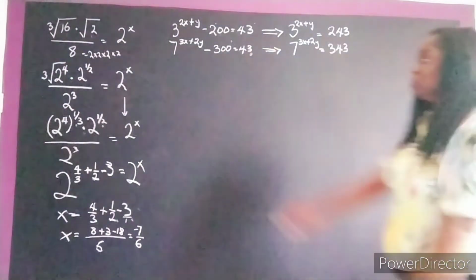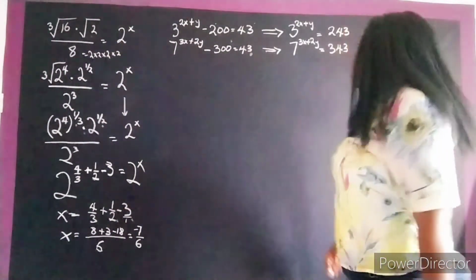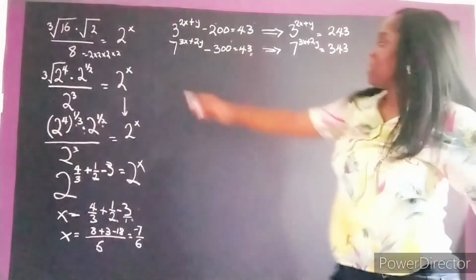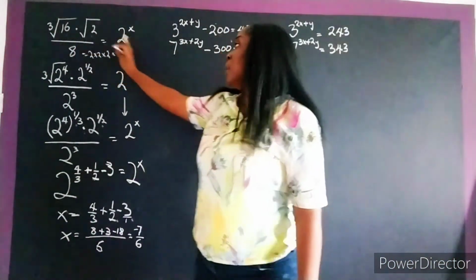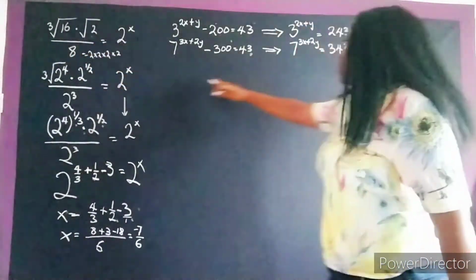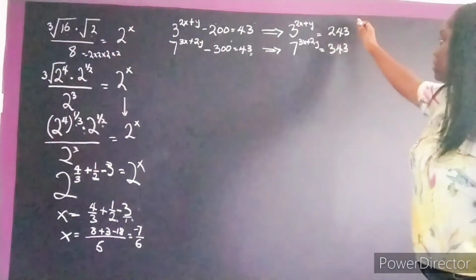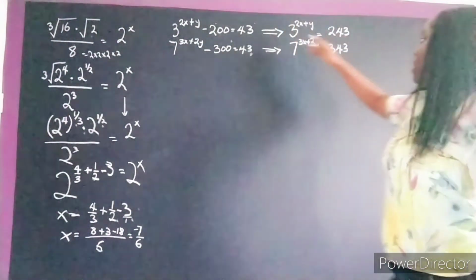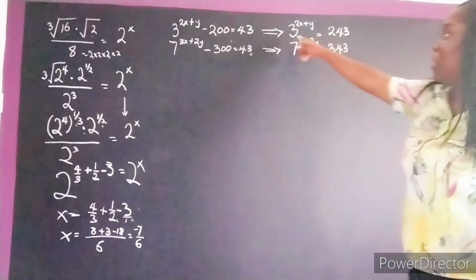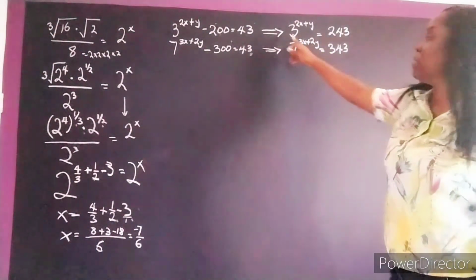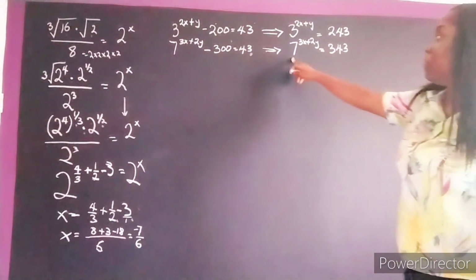Remember what I told you in the first question, right? I told you that the left-hand side has to be made similar to the right-hand side. So the same way, we're going to make this side similar to this side. Now for this side, we need to look for a power of 3, and for this side, we need to look for a power of 7.